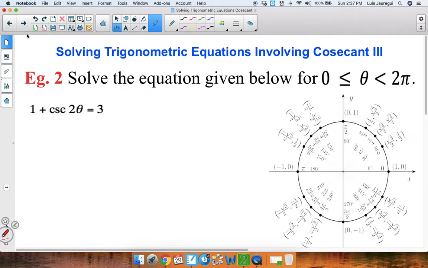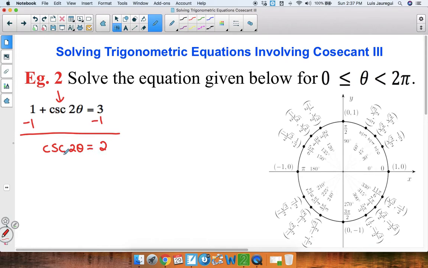Example 2. Solve the equation given below for theta greater than or equal to 0 and less than 2 pi. So once again, let's go ahead and isolate the cosecant. Let's leave it by itself. To do so, let's subtract the 1 from both sides of the equation. So we get that cosecant of 2 theta is equal to 2.